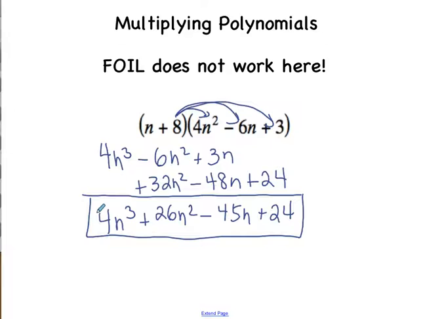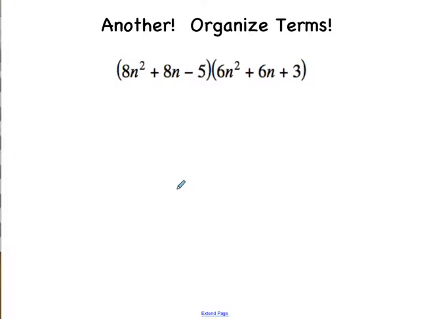So there you have it. Multiplying polynomials, you distribute the terms. Distribute the first term and then distribute the second term. And if there were 3 terms, you'd distribute each of those over the second. Now, I want to try another one.